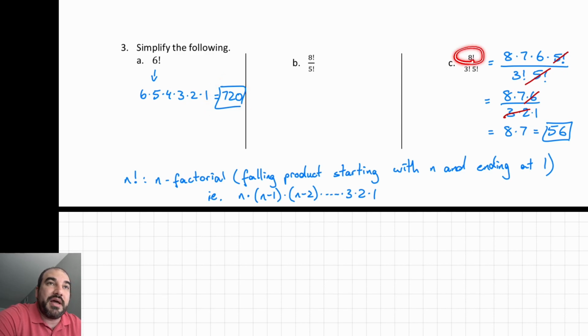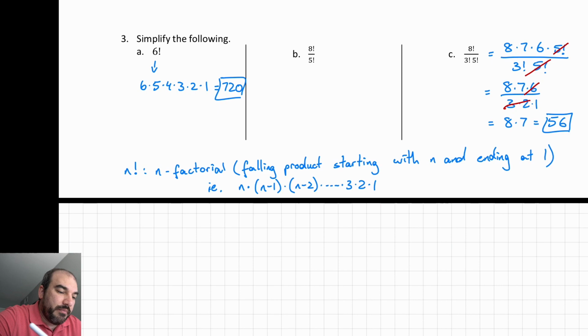So we never had to calculate what 8 factorial was. And as soon as you get to like 12 factorial, 13 factorial, those numbers are going to get really, really large, and you don't really want to calculate them. Okay?